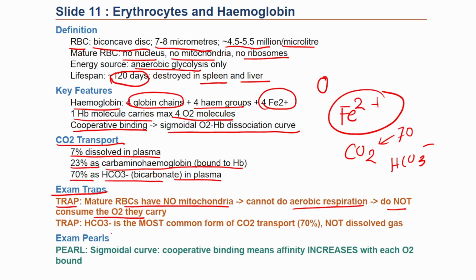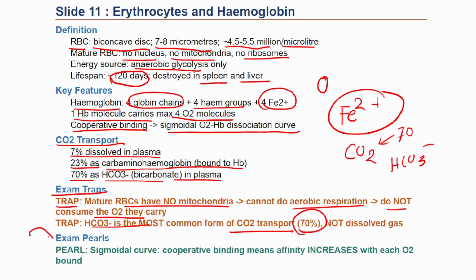Another classic multiple choice trap targets the quantitative ranking of waste gas transport. Questions will try to trick you into stating that the main pool of carbon dioxide travels as dissolved gas or bound directly to hemoglobin. Pay strict attention here. Bicarbonate is the absolute most common form of carbon dioxide transport, accounting for a massive 70% of the total volume.